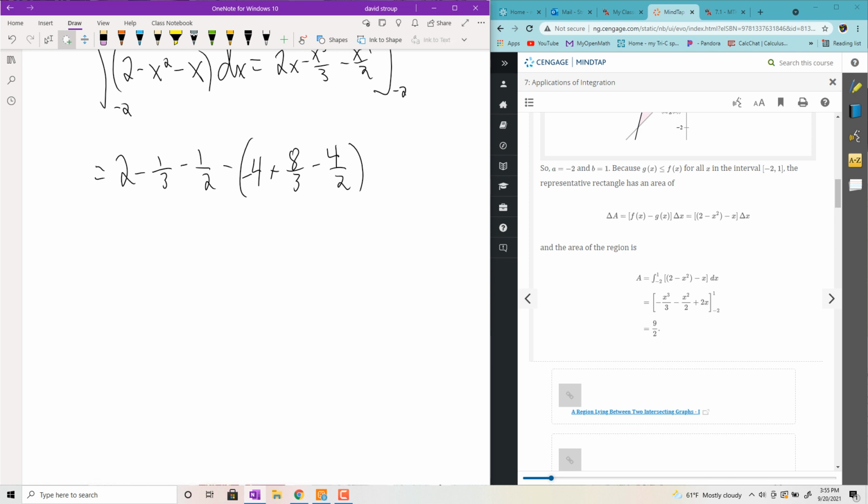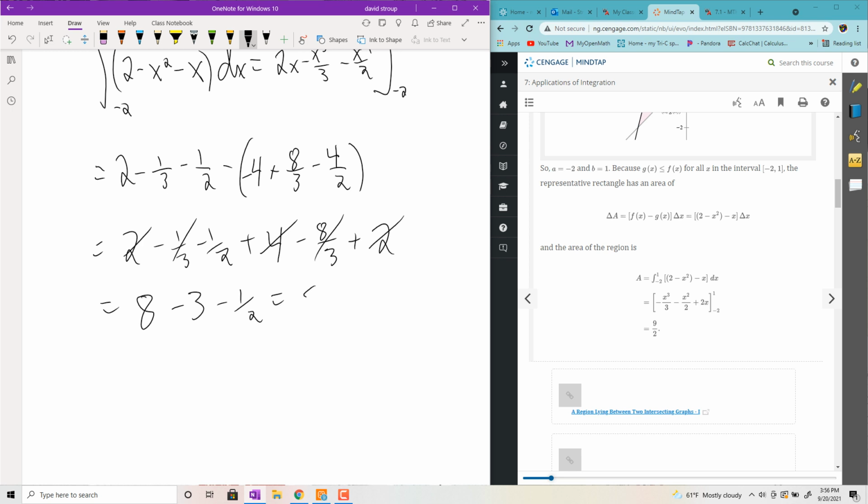Good. Okay, let's try this one more time. I swear I'll get it this time. 2 minus 1/3 minus 1/2 plus 4 minus 8/3 plus 2. So this would be 4, 5, 6, 7, 8. This is minus 9/3, which is minus 3, and then minus 1/2. So 5 minus 1/2 equals 10/2 minus 1/2. Ugh, 9/2. There it is. Okay, great.